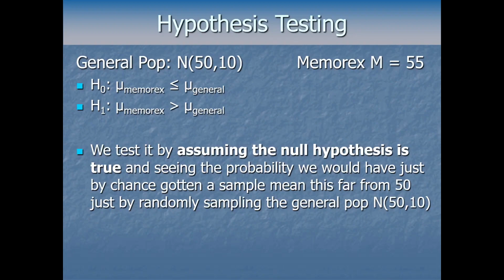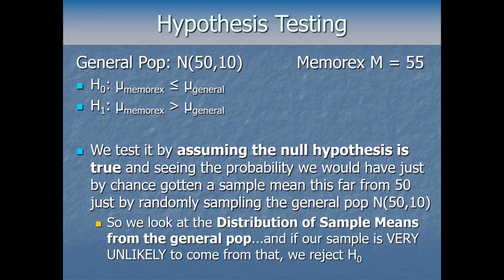So technically what we're doing is looking at the distribution of sample means, of all possible sample means we might get from the general population, the null hypothesis, meaning the distribution of all the ways a sample of this size might come out even when Memorex doesn't increase memory. And then if our sample is very unlikely to happen in that case, if our sample just wouldn't happen very often in that case, then we reject that case. We reject the null hypothesis.